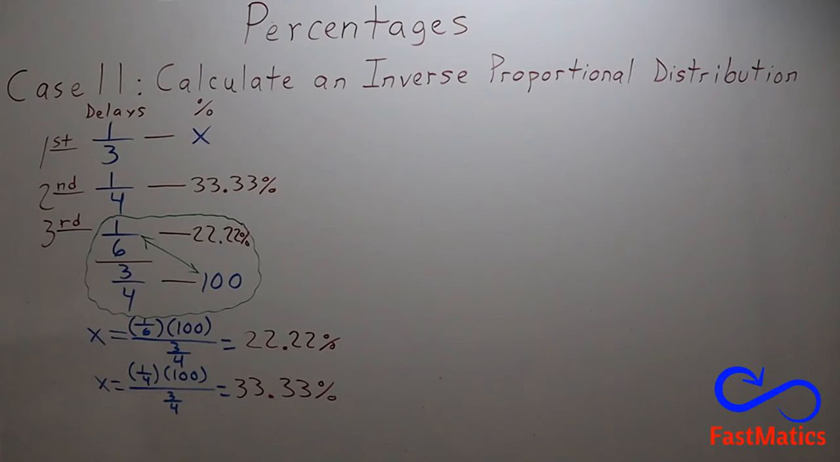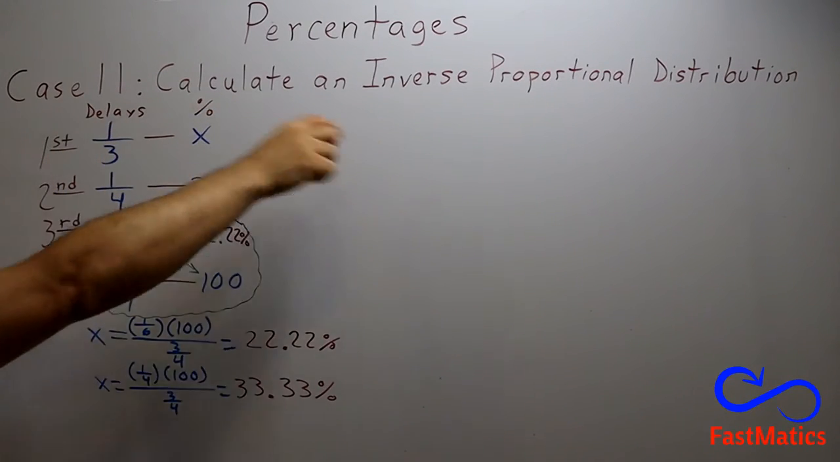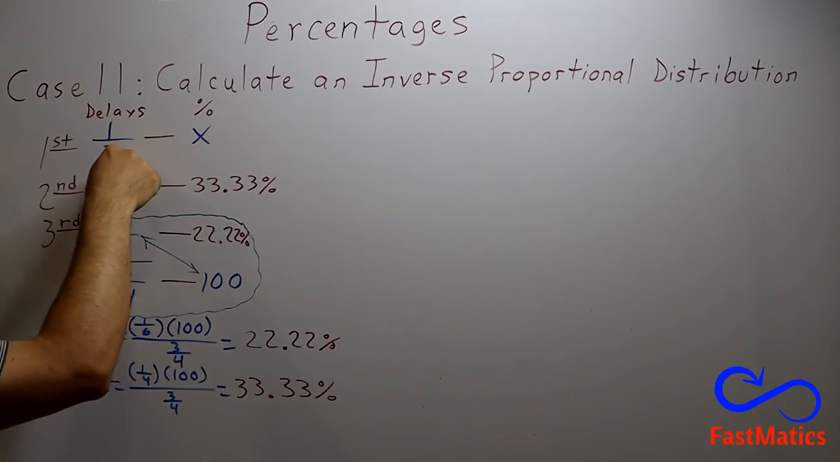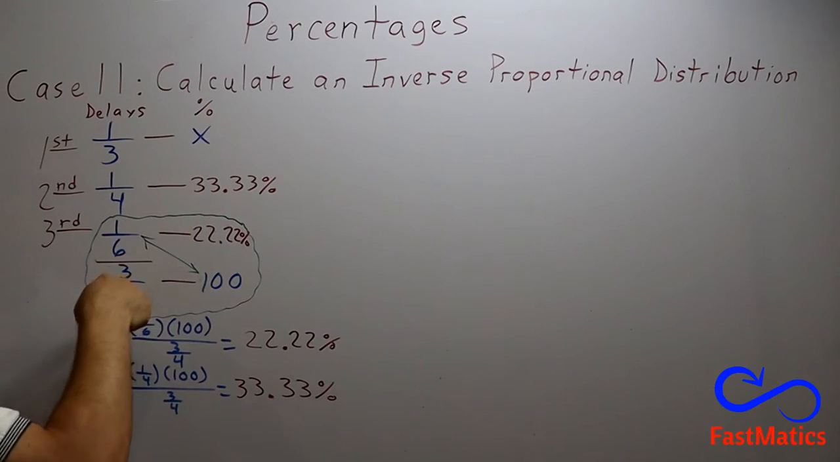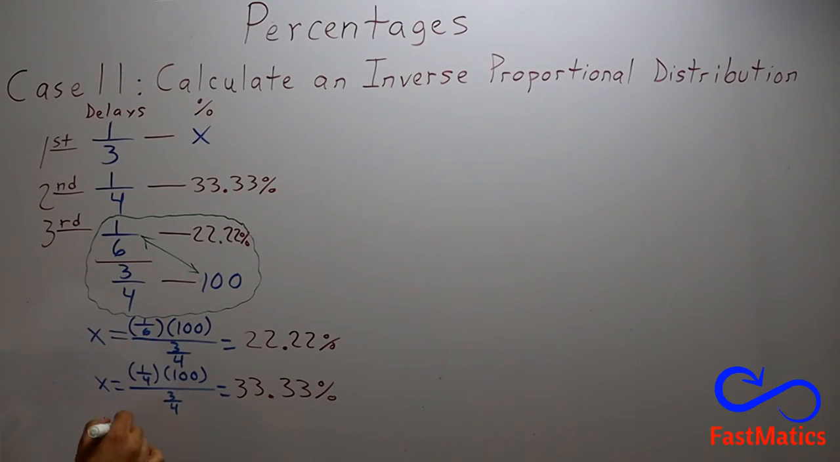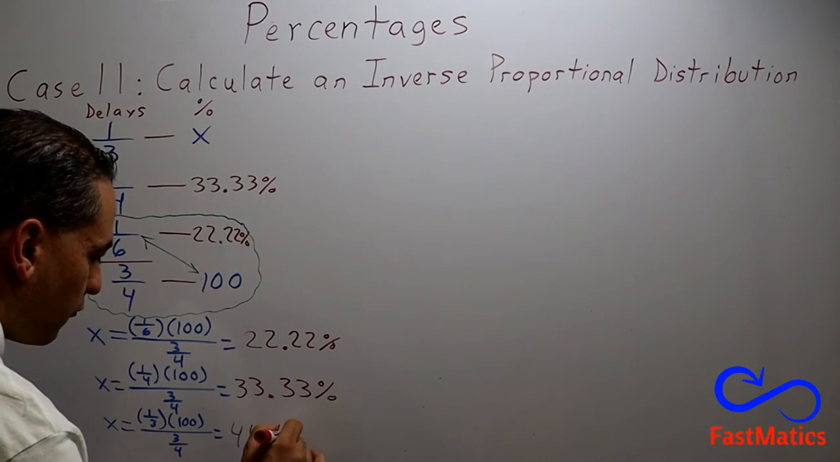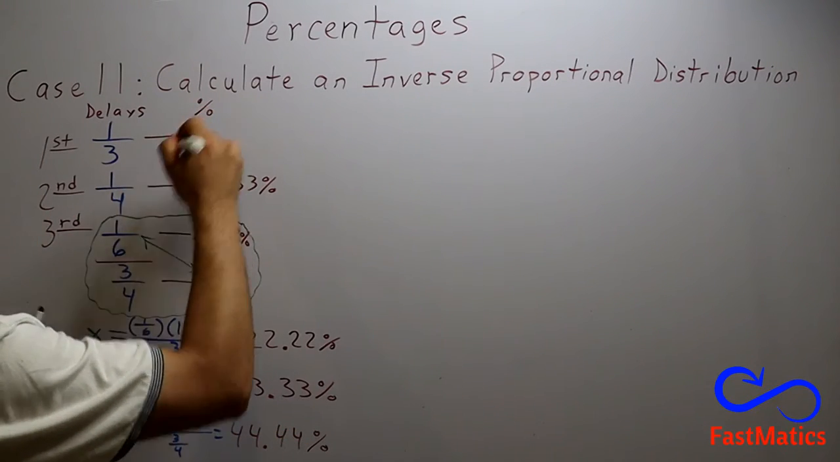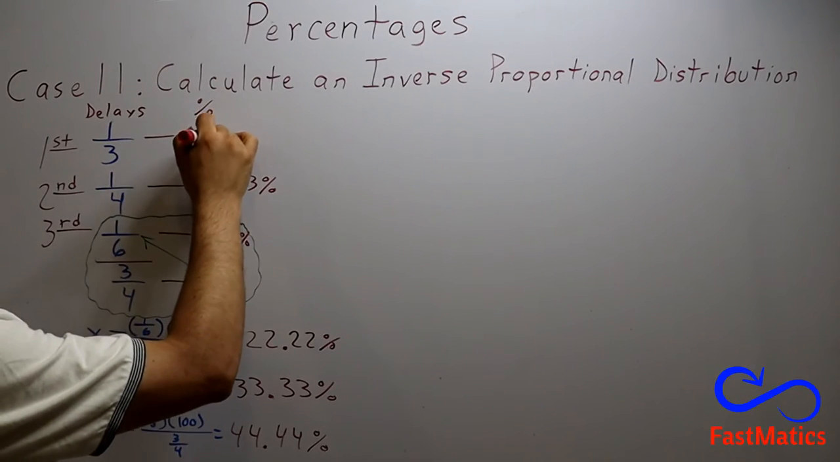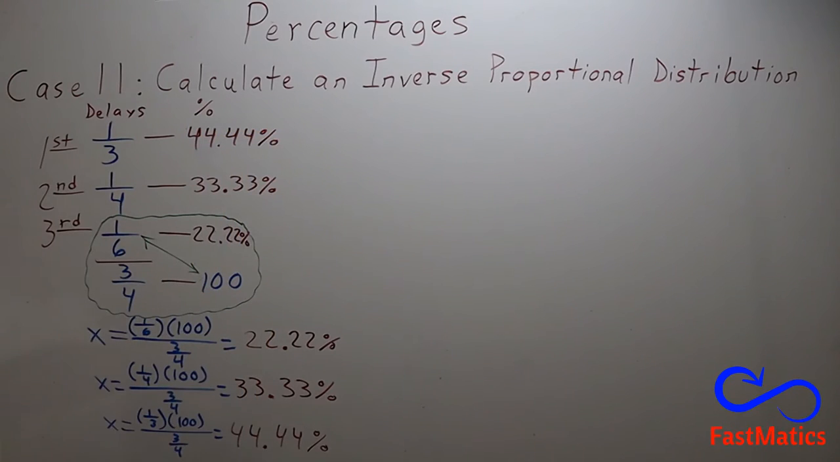And the last answer is going to be calculated with the total and the first line, the first employee. So we have another rule of 3. 1/3 times 100 divided by 3/4. Then I write x is equal to 1/3 times 100 divided by 3/4. And the answer is 44.44%. For the first employee, you have the 44.44% of the money.